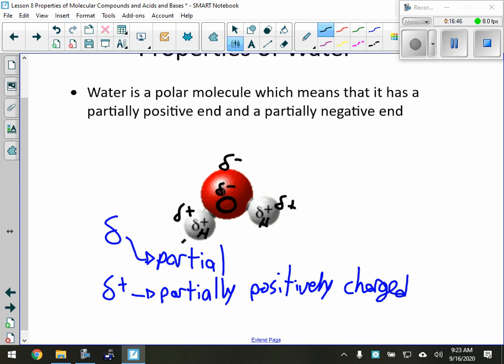It's not like being ionic. Okay, that's different. That's a full positive, full negative. That's where electrons have been transferred. That doesn't happen here. Okay.